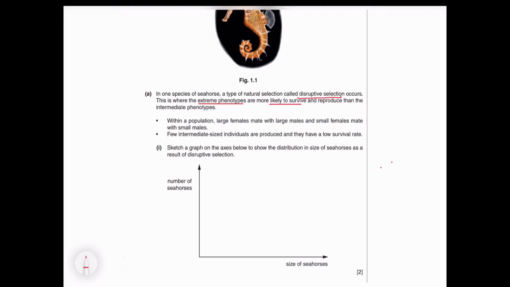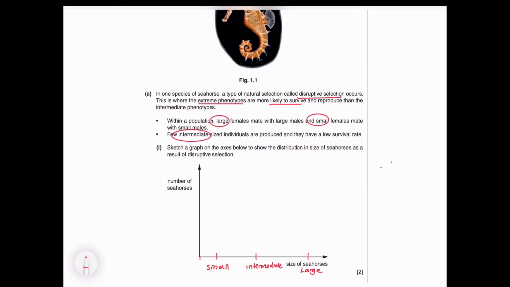So here, let's label the x-axis, where we know that there's actually large and small, and we have another one which is intermediate. So I'll label this extreme as small. Here will be the intermediate. And the other end will be the large size seahorse. So how would you demonstrate the disruptive selection?